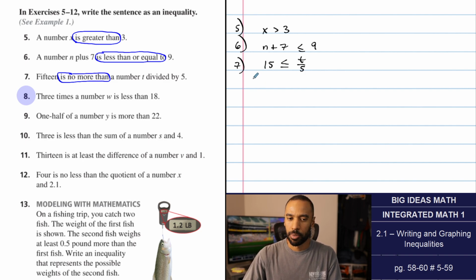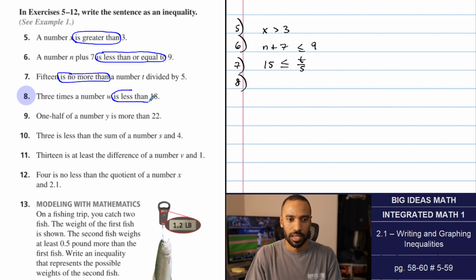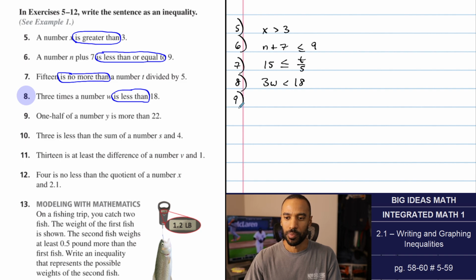3 times a number w is less than 18. Again, that's pretty literal there. "Is less than" is our phrasing for the inequality, literally for less than. So, 3 times a number w is less than 18. Keep in mind, we are not solving these. We're just writing them, so that when we do solve them and graph them, we'll be so ready.